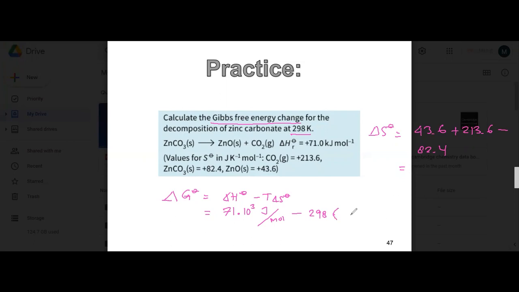Okay, so the entropy change of the system is 174.8. This is in joules per Kelvin per mole. So the result is positive. You can change it to kilojoules per mole. You can see that the sign is positive, so this is a non-spontaneous reaction, since the value of delta G is positive.